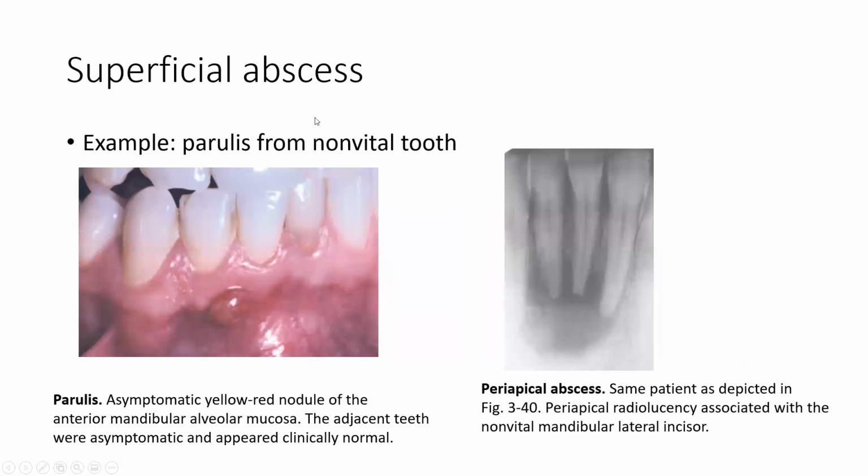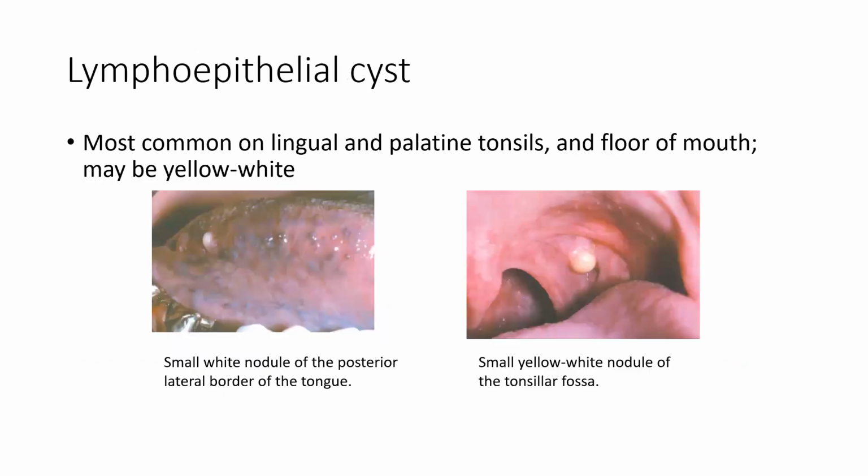We all know a superficial abscess secondary to some dental infections, like a periapical abscess, if it is superficial or condensed or localized, can appear as yellow lesions.